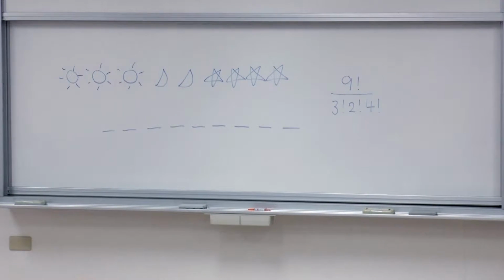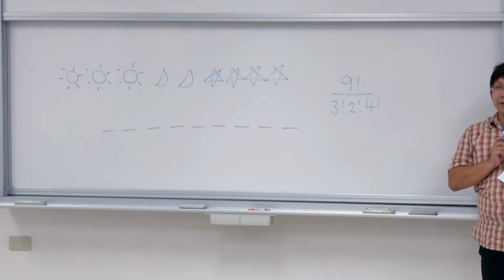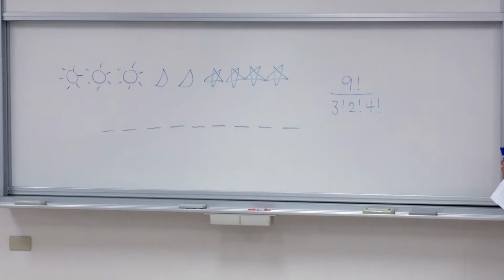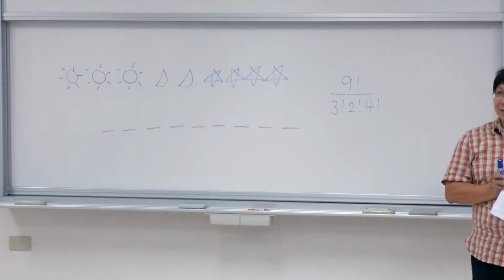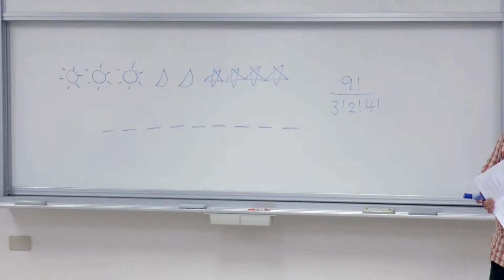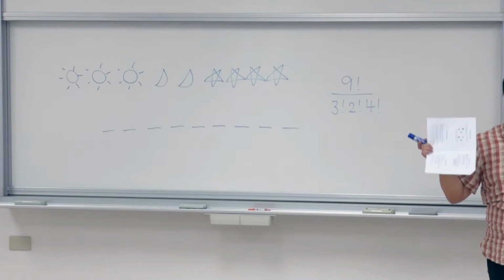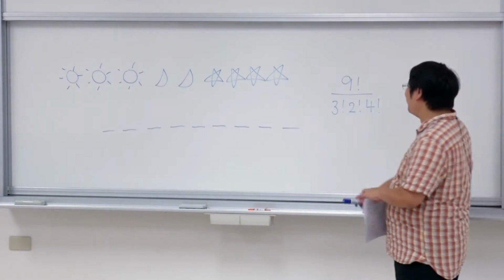Now the next question is, how do you explain why it is 9 factorial divided by 3 factorial, 2 factorial, 4 factorial? Why is it like this? Yeah, because you have come across the same problem before, right? Okay, good. This is good. Okay, at least you can remember.